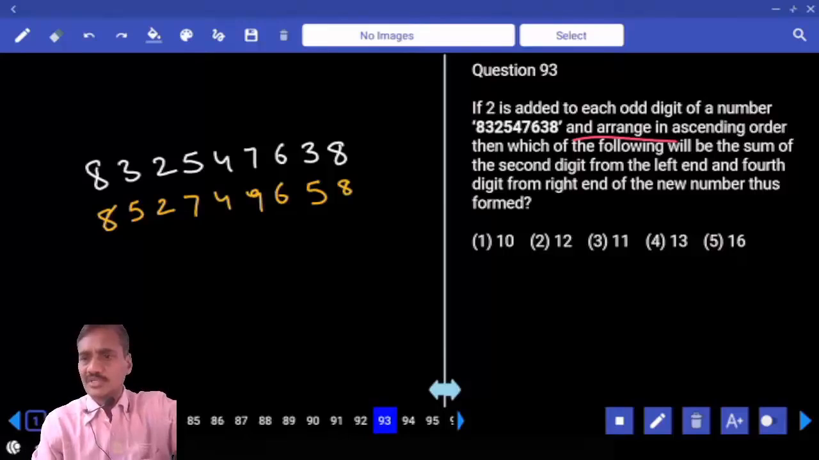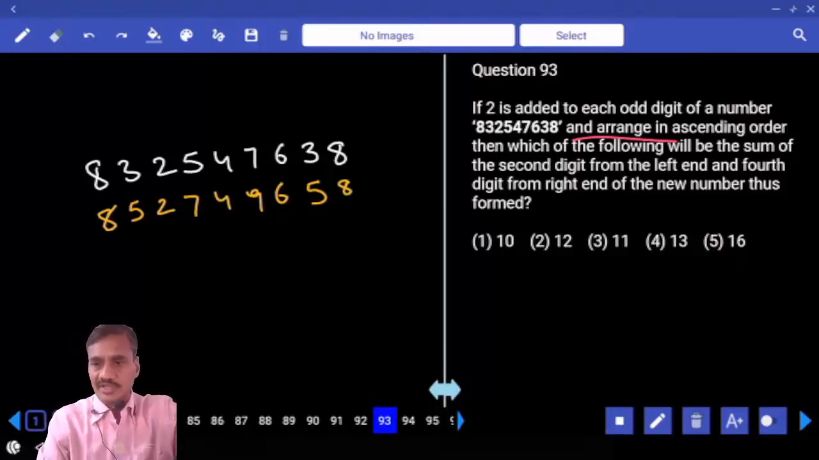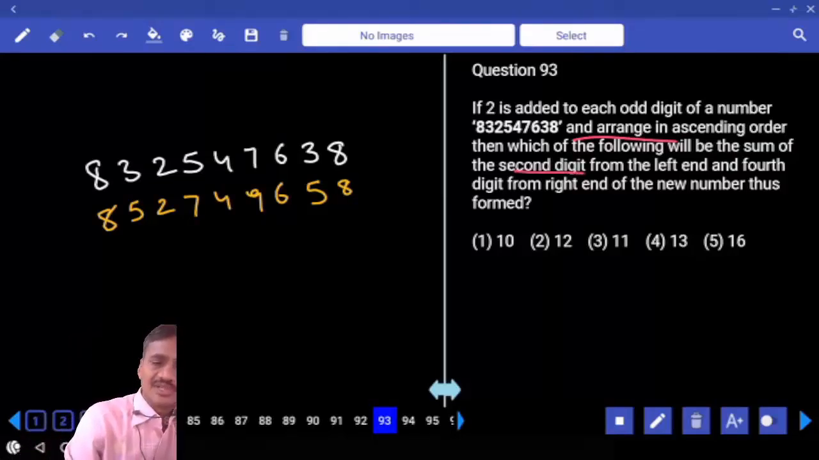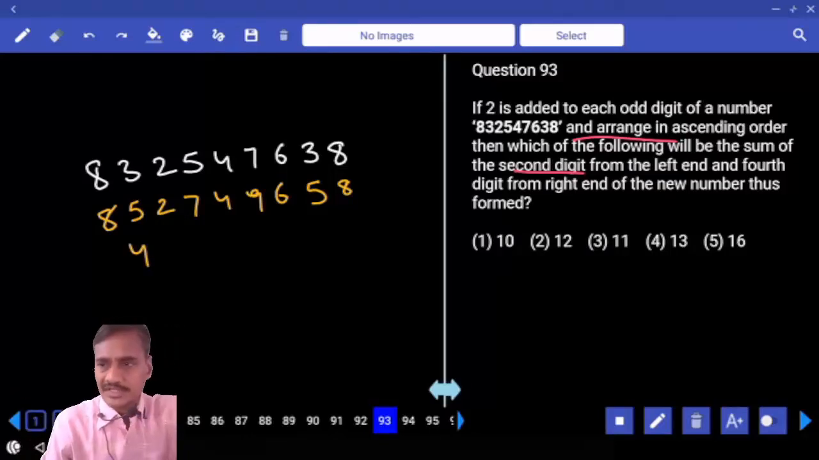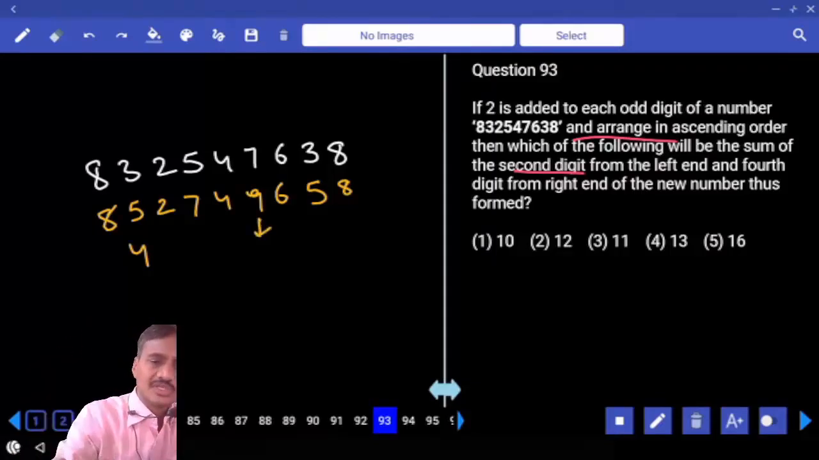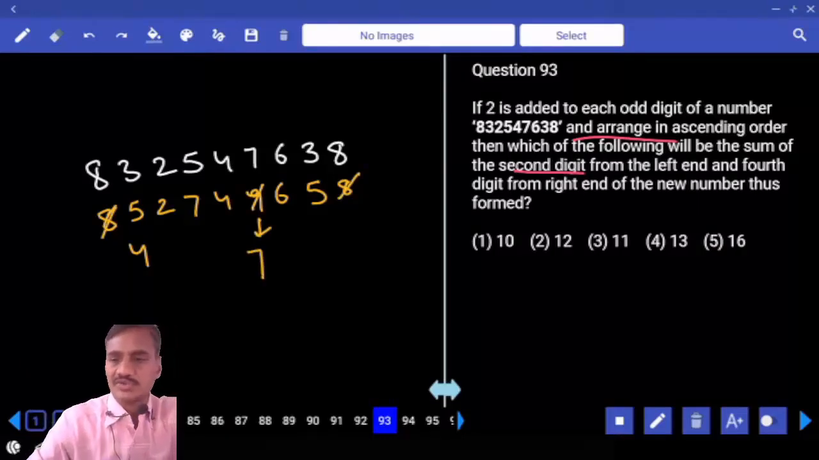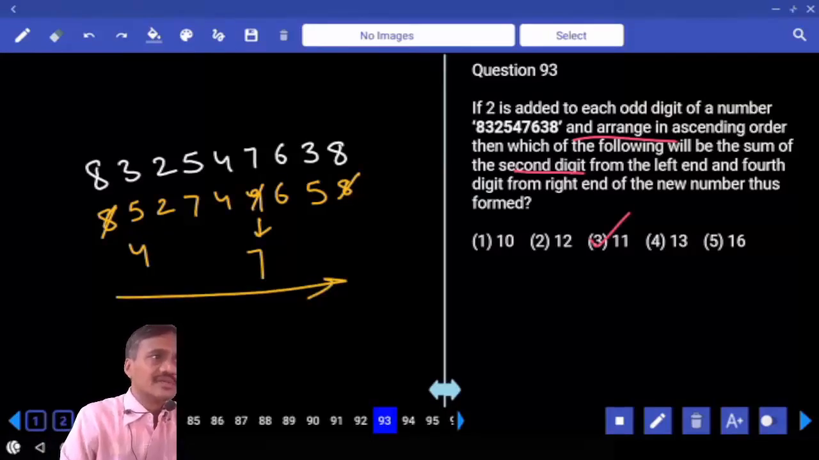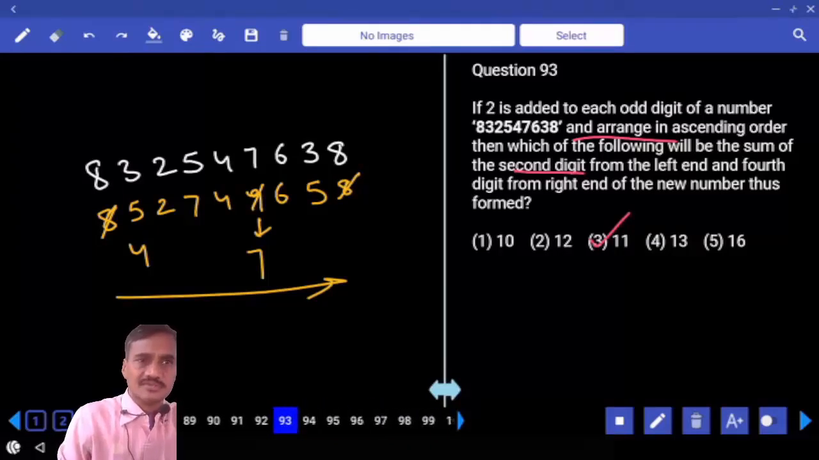Then which of the following will be the sum of the second digit from the left and fourth digit from the right, after arranging this? Now second digit from the left, 4 is the second, because we are arranging all the elements in ascending order, and at the same time fourth digit from the right, 1 2 3 4. Fourth digit from the right అంటే highest నుంచి 9 పోయింది, 9 తర్వాత 2 8లు పోయాయి, 8 తర్వాత 7 వచ్చింది. 4 plus 7, what is your answer? 11 is the answer. Then for that one there is no need to write down each and every element once again. రాయాలంటే రాయచ్చు, పెద్ద టైం వేస్ట్ అయితే కాదులేండి మీకు.